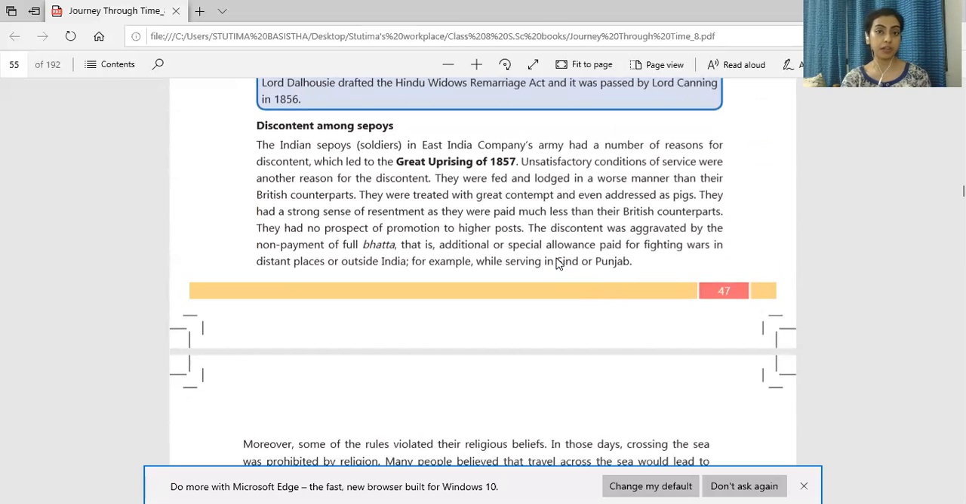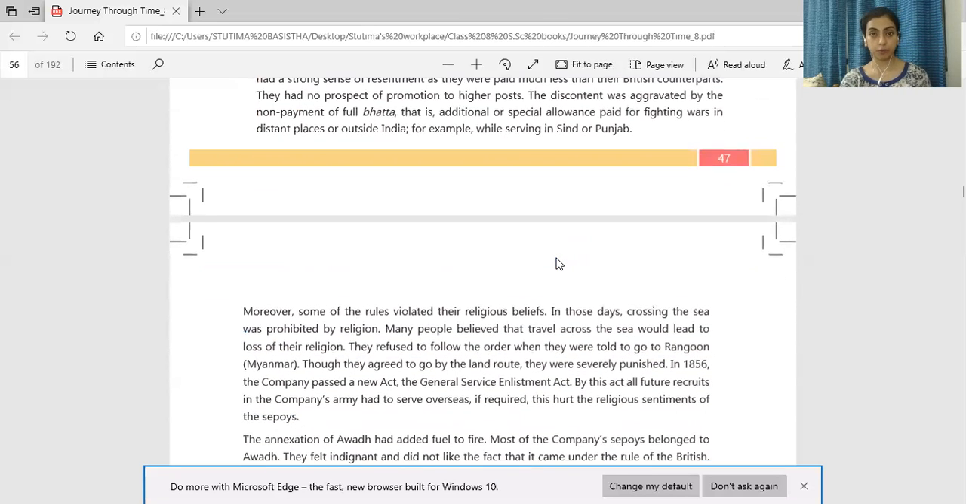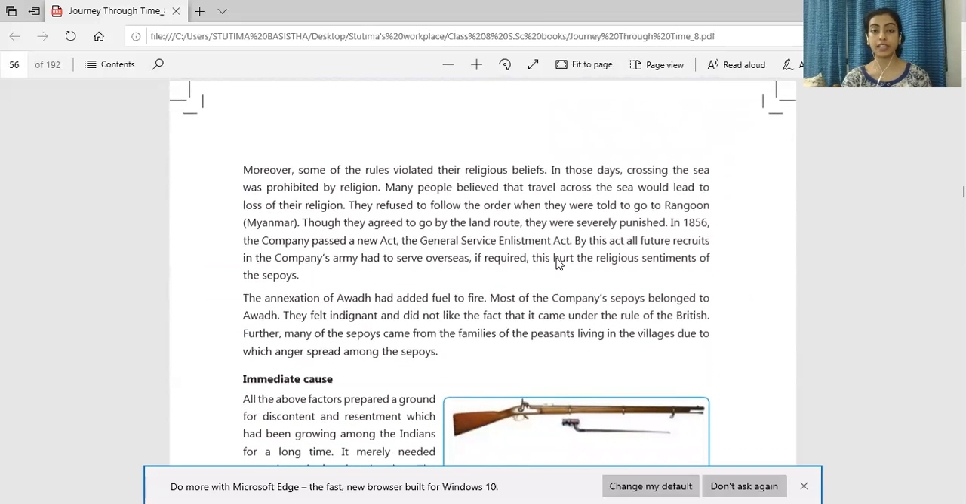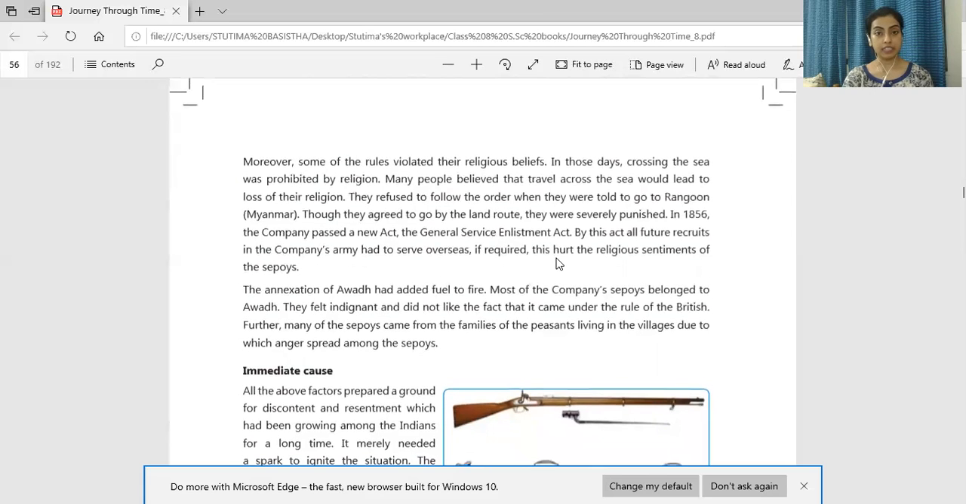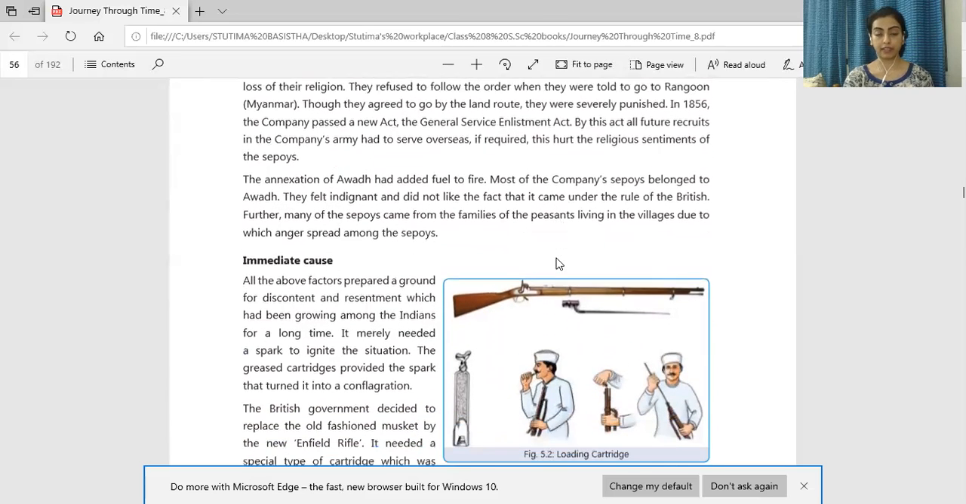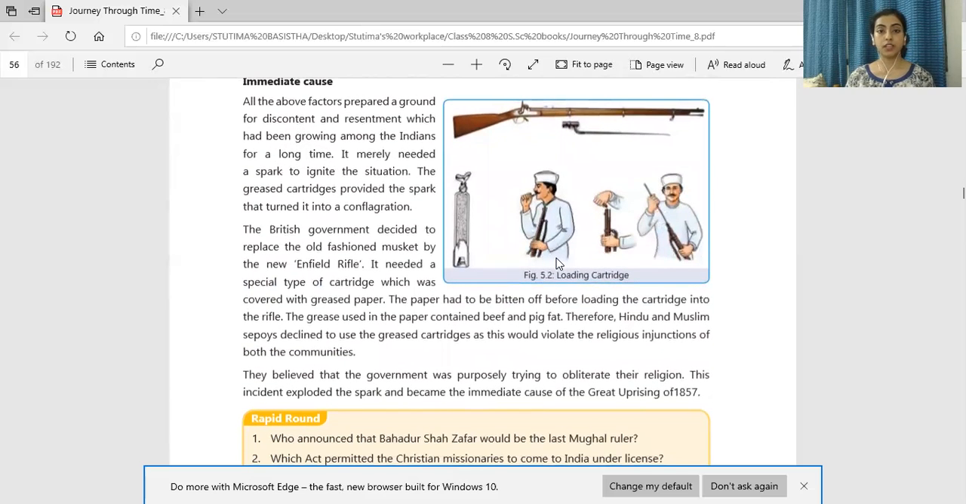So you got to know what led to the discontentment among the sepoys. First of all, there was discrimination between Indian sepoys and the British sepoys, and also the Indian sepoys were forced to cross the sea, which was against their religious belief. The British also made a law that future recruits will have to provide their service overseas. All this hurt the religious sentiments of the Indian sepoys, and this angered them. And also they did not like that Awadh came under the control of the British. The last cause, which is also the immediate cause, was the greased cartridge.